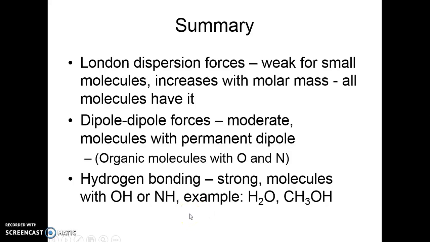And when you see the oxygen or nitrogen, you know it has a dipole force. Then you look to see, does it have a hydrogen attached to the oxygen or nitrogen? If so, then hydrogen bonding exists.